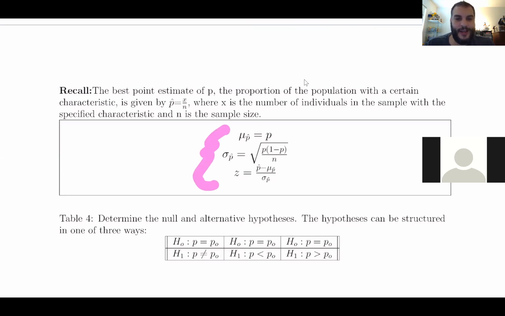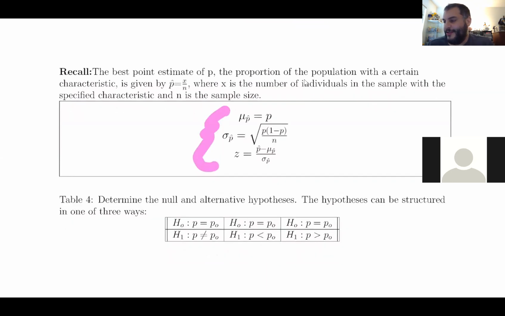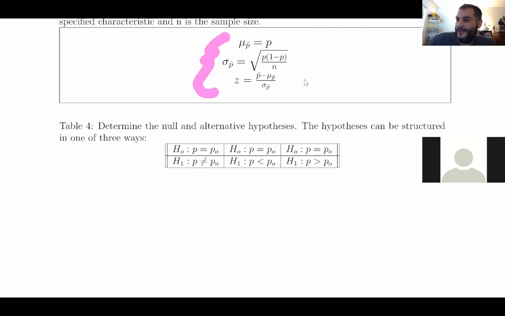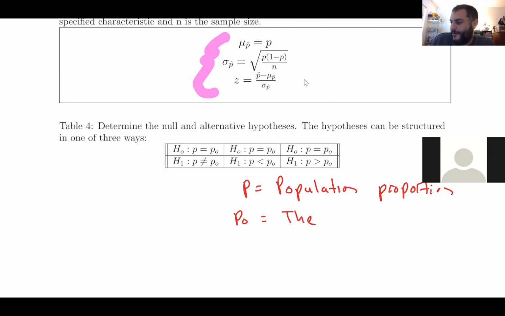So the first thing we're going to work on is the null and alternative hypothesis. You should already be kind of used to this. If you look at it, we have p, which is the population proportion, and then you have p naught, which is where you're going to put the claim. Whatever they're claiming, that's what we put on p naught. For p, that just represents the population proportion.